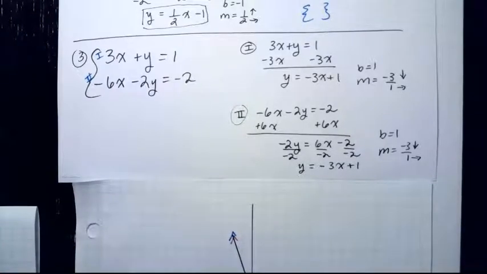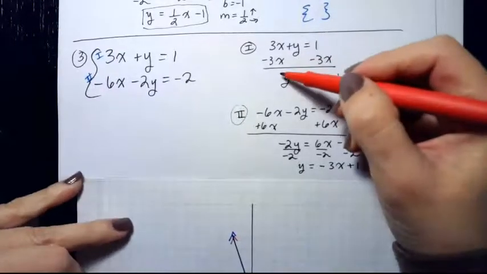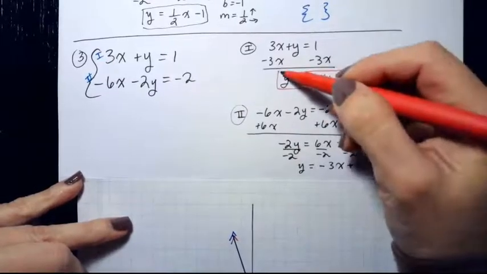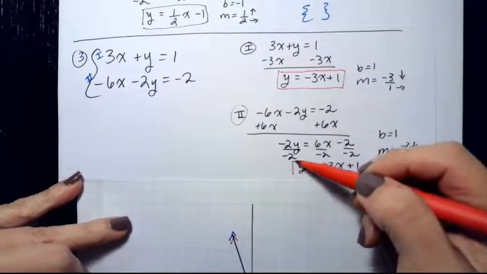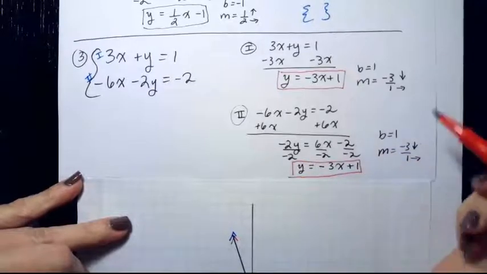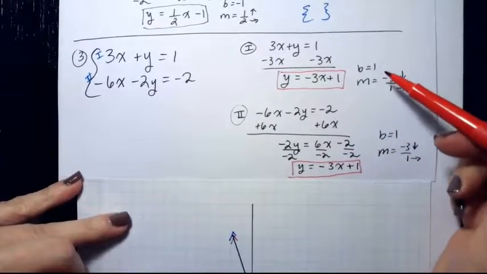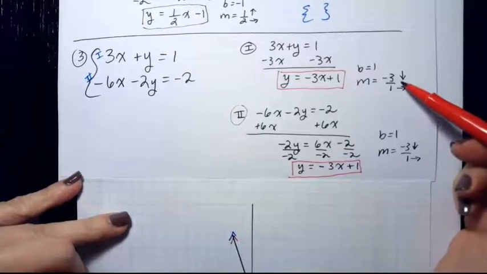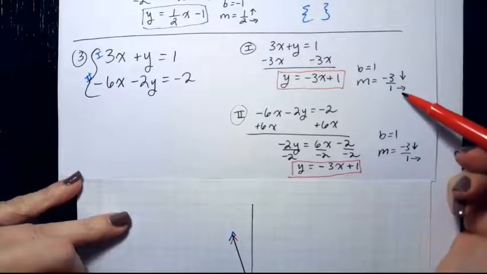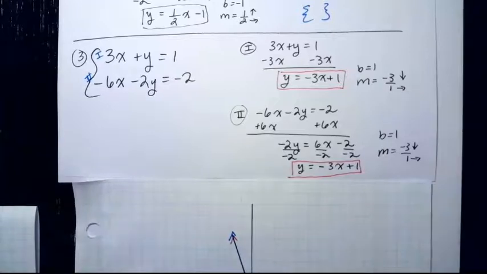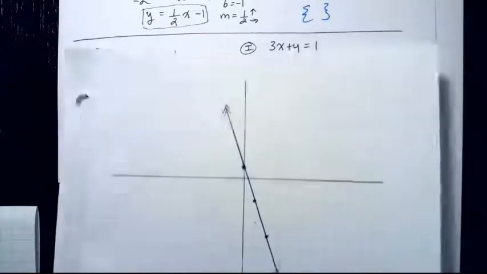So what I noticed is when I've solved each of these for y, I have y equals -3x plus 1, and then again, y equals -3x plus 1. I went ahead and identified the y-intercept and the slope as 1, and then the slope is -3 over 1, so it's down 3, 1 to the right. But both of these equations map the same line. So I went ahead and I graphed that line as well.